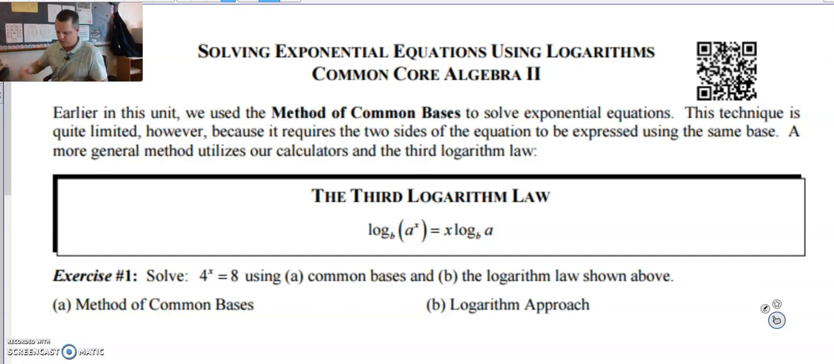We are on Unit 4, Lesson 11, solving for logs. We already did common base. That's what this is talking about. We use the method of common base to solve exponential equations when we're able to use the same base. But it's not always going to work out so nice and easy.